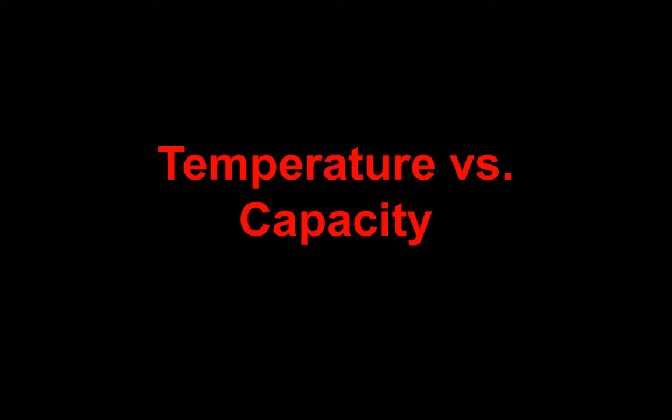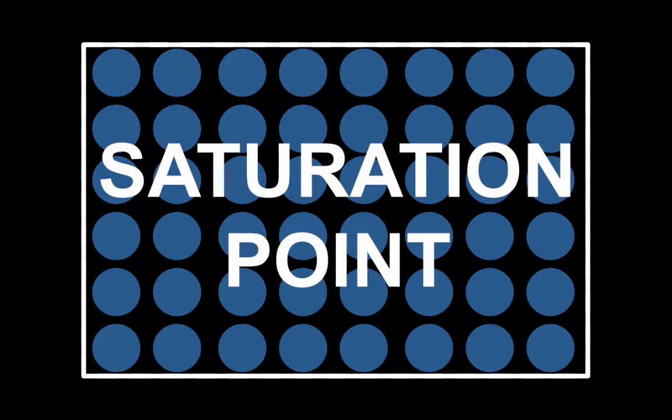First, let's look at the relationship between temperature and capacity. So here we have a mass of air, and these blue spheres represent water molecules. This mass of air is completely full, so it has reached its capacity for water vapor and is at what we call the saturation point.